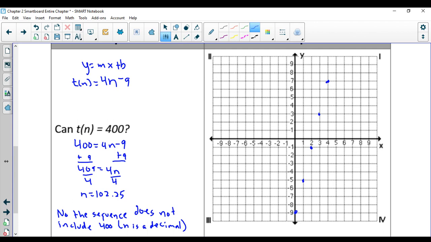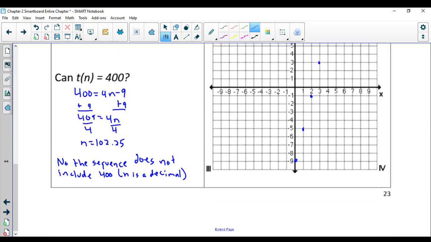Now, the big question is, do you connect the points? Remember, in sequences, we cannot have decimal term numbers. There are no inputs that are decimals, so therefore we should not be connecting the points. If we connected them, that's saying we could have an input of 2.5. So we are not connecting, so this would be a discrete graph.